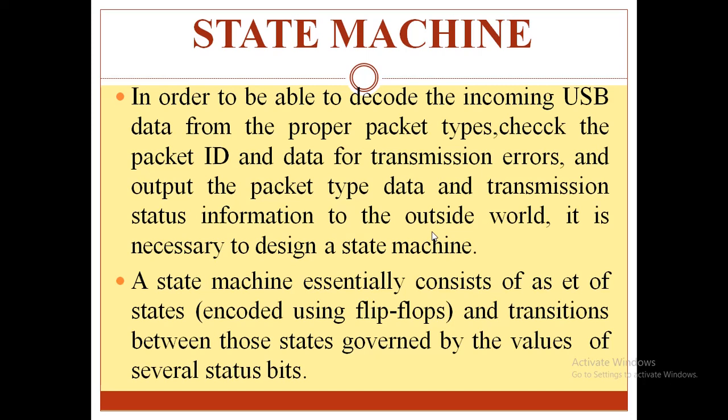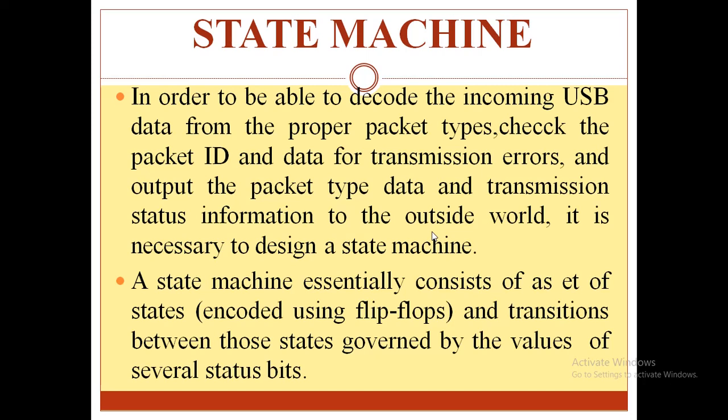In case the packet ID has properly reached, then you have to check for packet ID errors. If there are no packet errors present, then you can decide what kind of packet it is, a token type or data packet, or is there any special packet. After completion of that, you have to check for the data. If a data packet is received, then again you have to check whether any errors are present in the data transmission. That kind of analysis is also carried out by the state machine, so that the complete information is given to the outside world. That is why it is necessary to design a state machine.